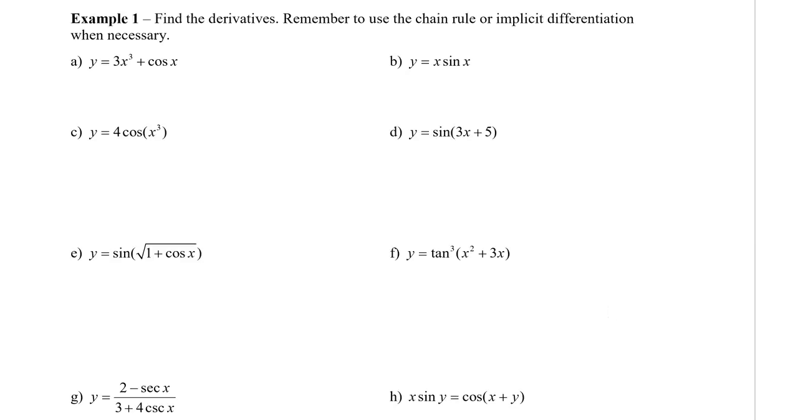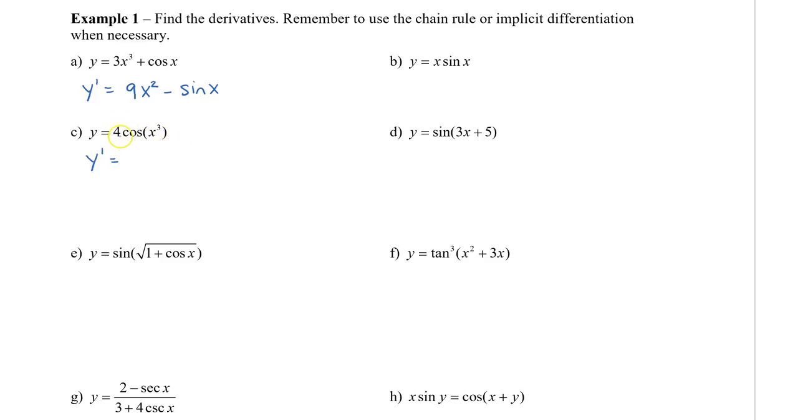So the first one is quite straightforward. We have 3x cubed, so that one doesn't even have a trig. We bring down the 3, so 3 times 3 is 9, and then x squared. Derivative of cos x is negative sine x. So remember, the cos x is always going to be the opposite sign. And then that's it.